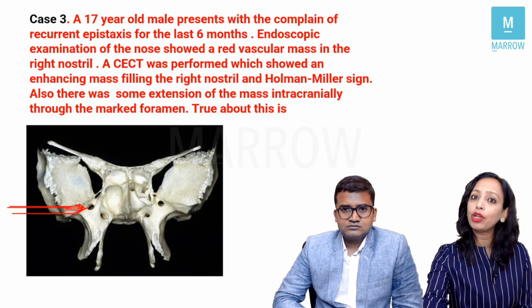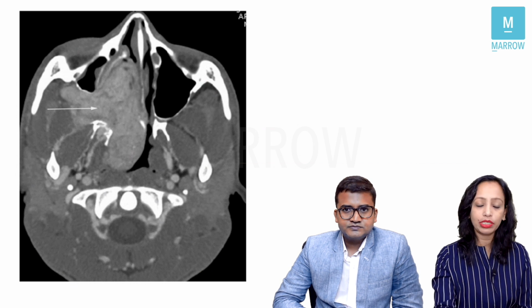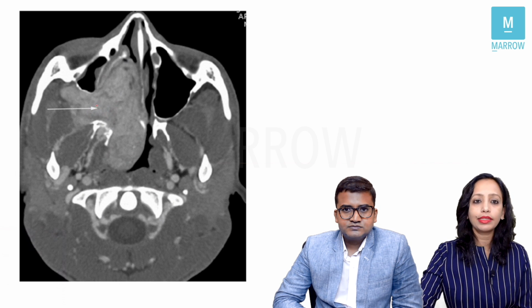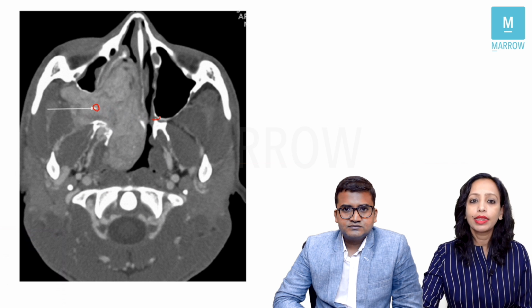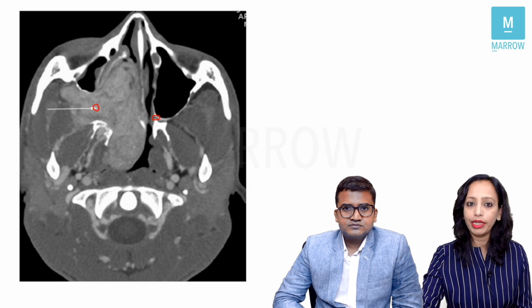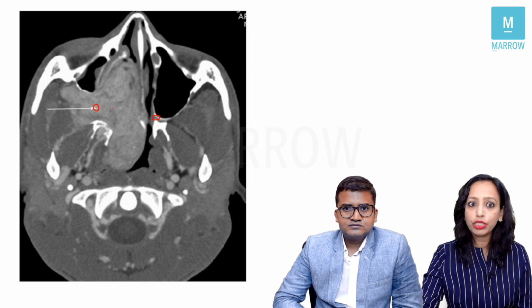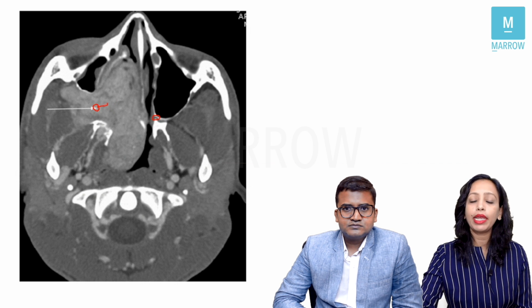Let us quickly have a look at how the Holman-Miller sign looks like. So here we are seeing this area. This is the sphenopalatine foramen area. We can compare it with the opposite side. This here is the foramen area, which is normal here. And this is where the angiofibroma arises from. And then it comes most commonly into the nasal cavity. Here we can see the enhancing mass filling the nasal cavity, going to the nasopharynx.